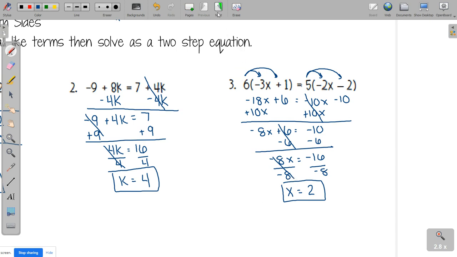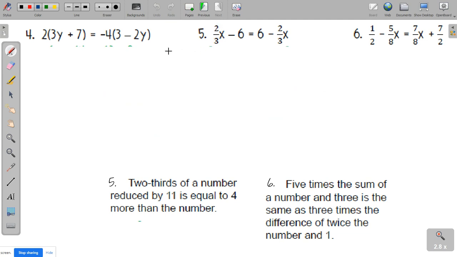Let's look at the next 3 problems. So I want you to try these 3 problems by yourself and then come back and check your work.